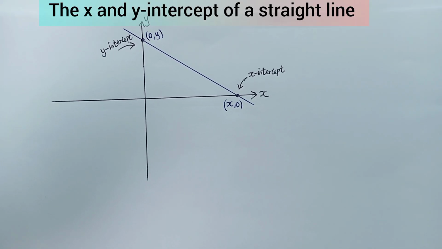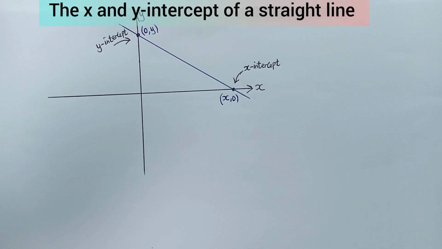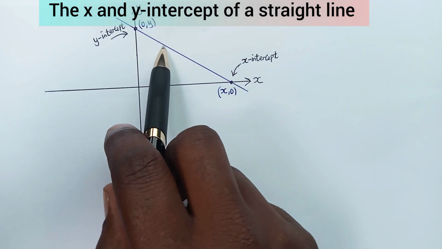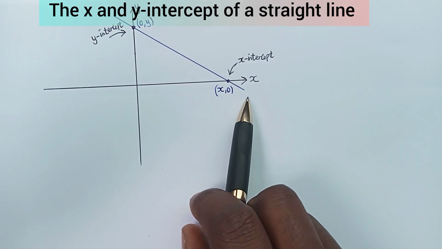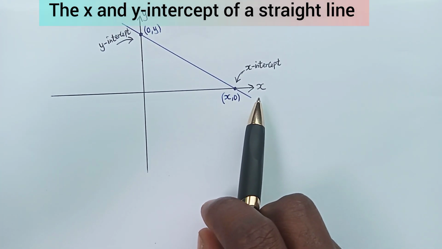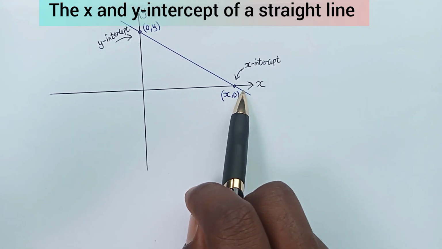Hello and welcome. Let us look at the x-intercept and the y-intercept of a straight line. I have provided a graph, a Cartesian plane, and a straight line just for the understanding of this lesson. At the x-intercept, this is the point where the straight line intercepts the x-axis.